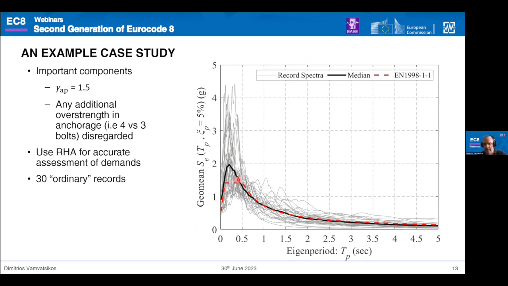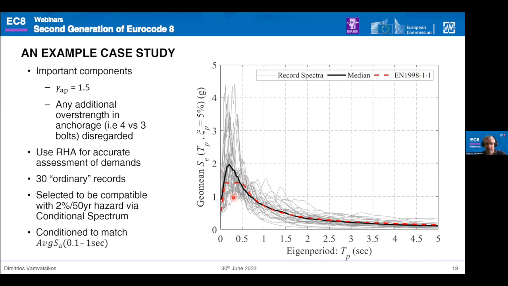And what you can see is, with a dash, the red dash line is the Eurocode 8.1 actual design spectrum. And over here, you can see the median spectrum achieved by the records, which, by the way, were matched in this region. They were actually matched not just to the design spectrum, but they used the so-called conditional spectrum approach to accurately match them to the hazard, meaning a very good representation of what we expect to happen in these periods and for this specific site.